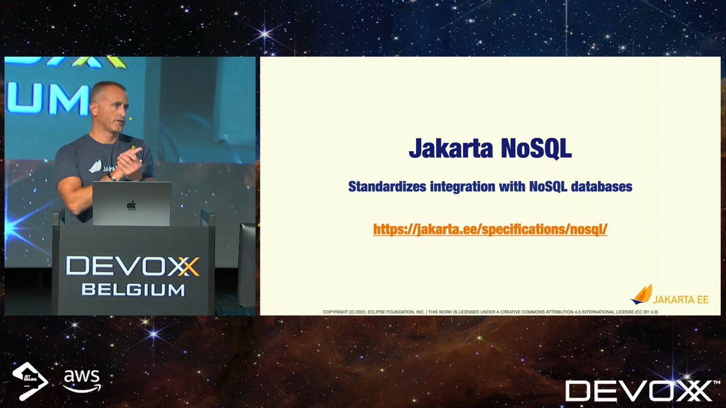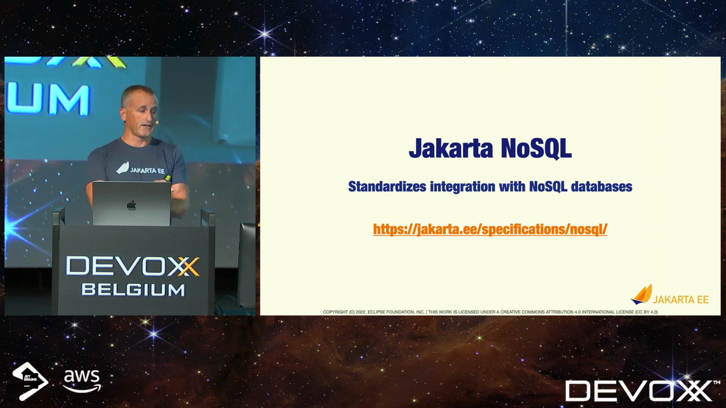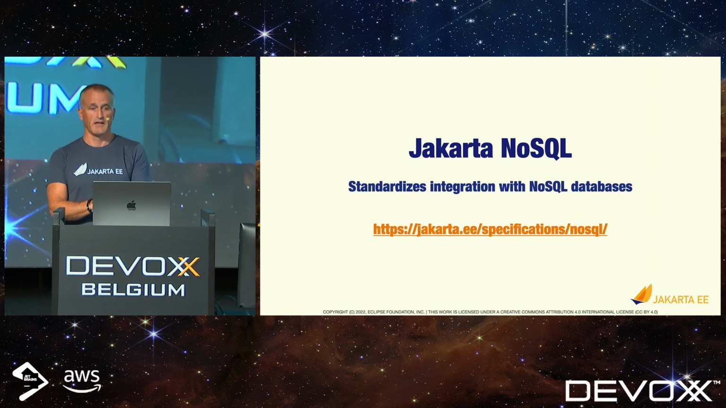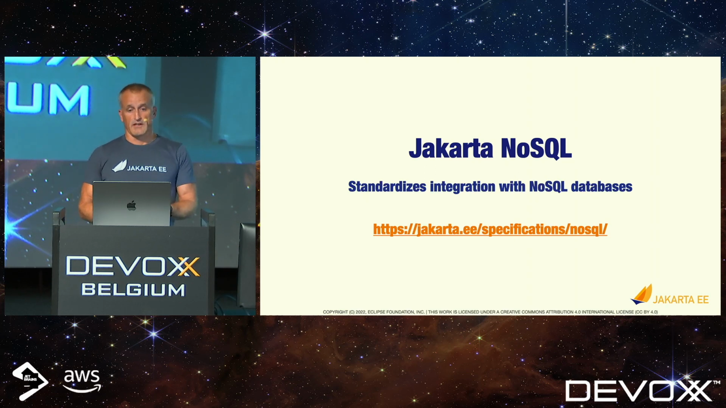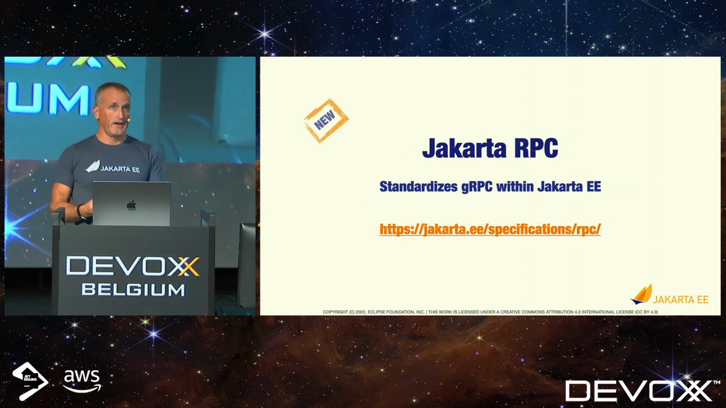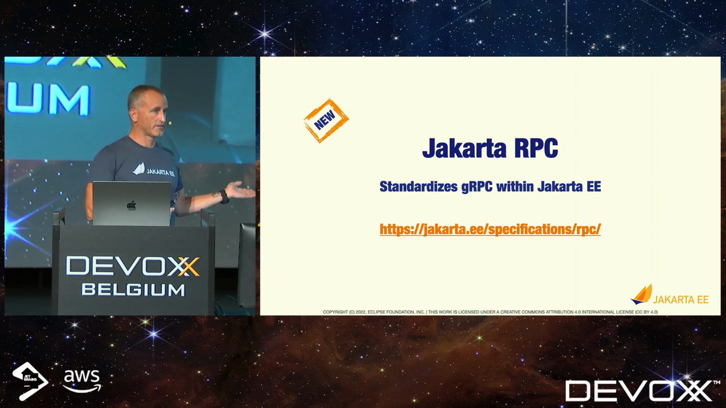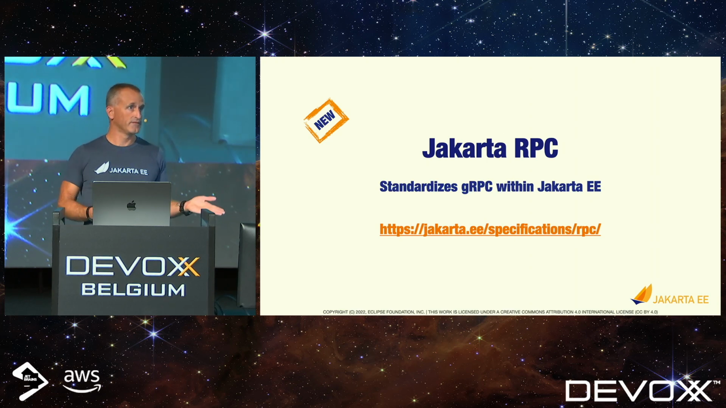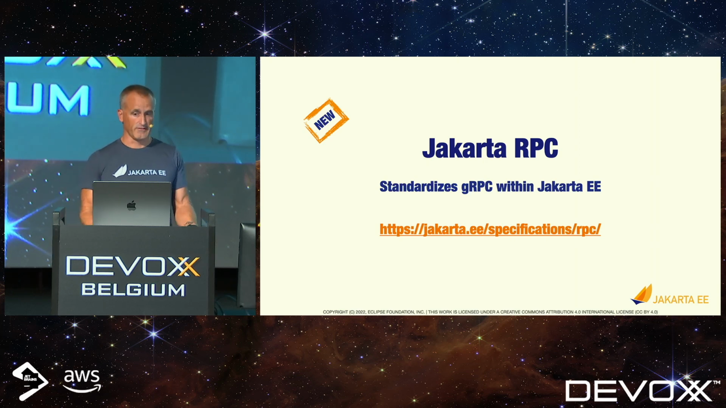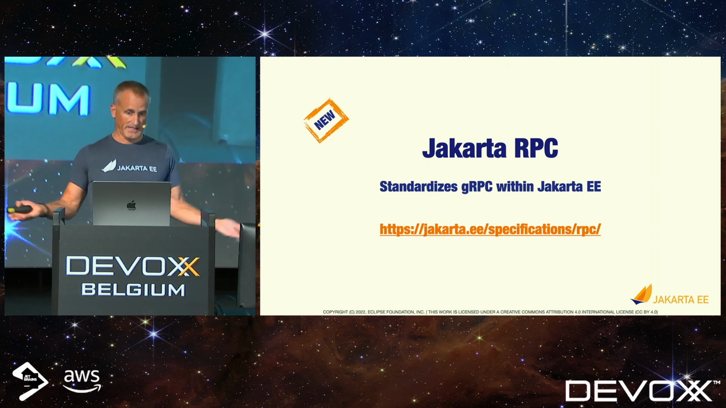Jakarta NoSQL has also been worked on for a while. It standardizes the NoSQL database integration, and is probably a candidate for EE 11. There's a new specification for Jakarta RPC, which will standardize gRPC within Jakarta EE. It's a brand new specification that they've just started working on, so if you know anything about gRPC, please join their mailing list and chime in.